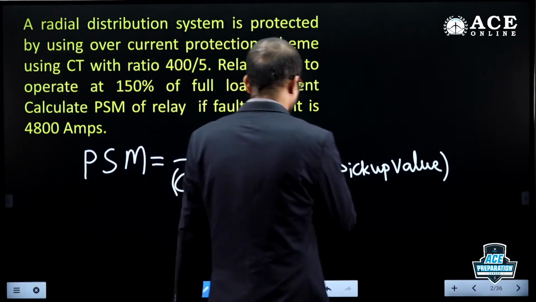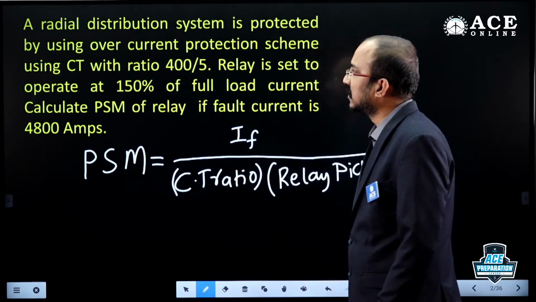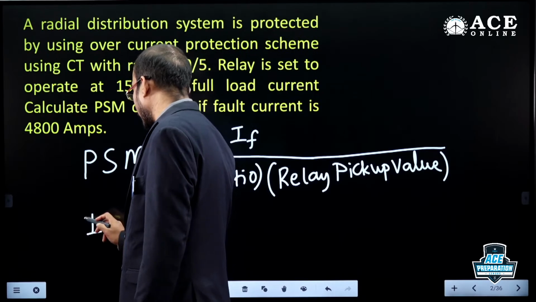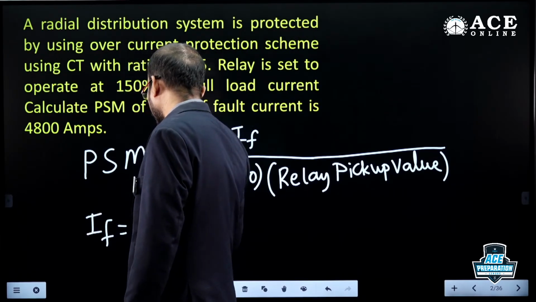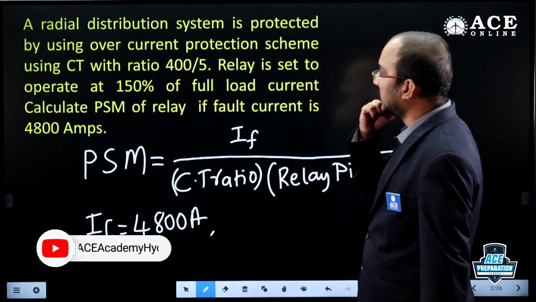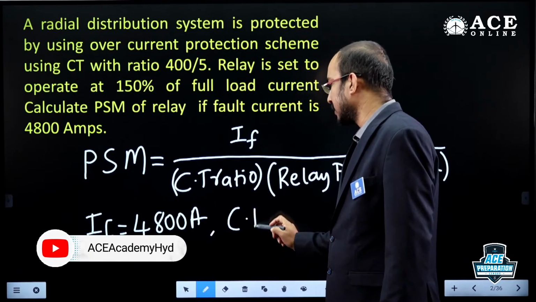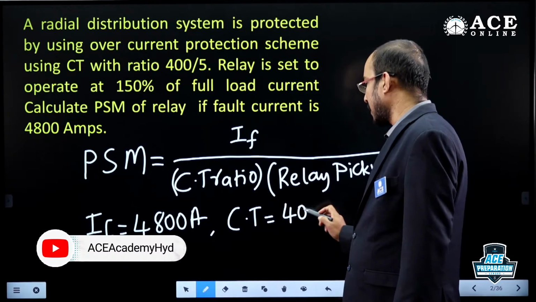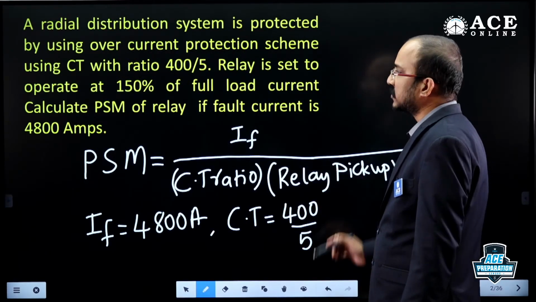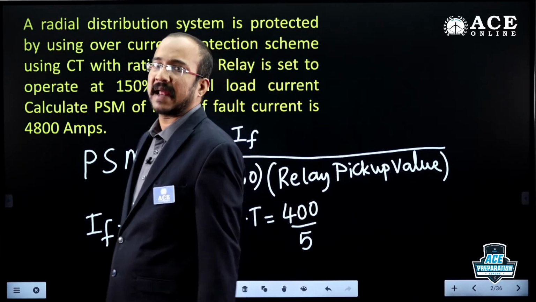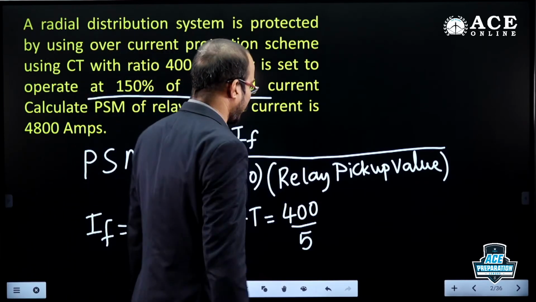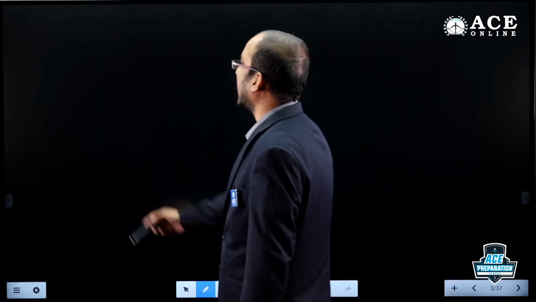If you observe the question, what are the values that are given? He has given the fault current IF as 4800 amperes. The CT ratio is given as 400/5. And the relay pickup value is not given in the question, that you need to calculate here. The relay setting is given as 150% of full load current. So here the relay pickup value is not given.